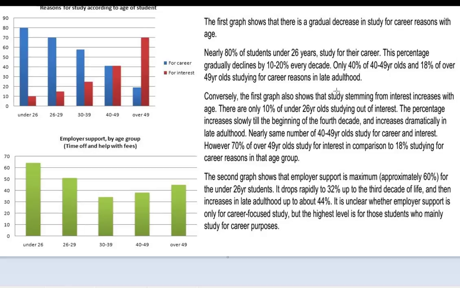Okay, so we have this phrase "late adulthood." Late adulthood is used to describe the over 49 group. I'm not sure why the writer chooses this phrase. Because if you're over 49, you're in your 50s. So why not just use the term "in your 50s," "the people in their 50s," or "the over 49 group," something like that, rather than late adulthood.